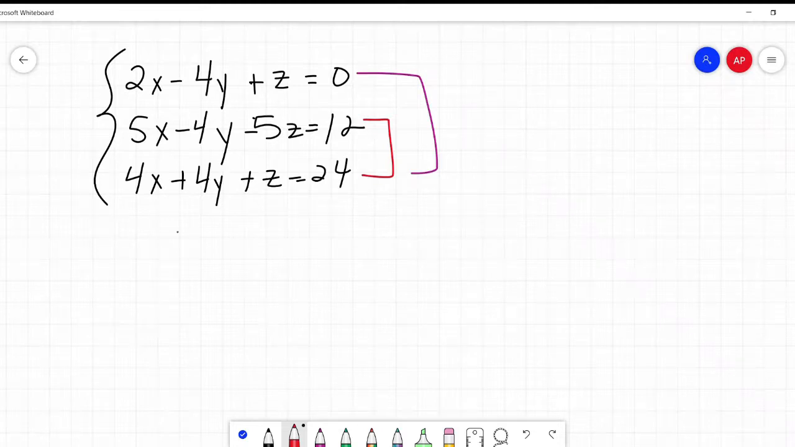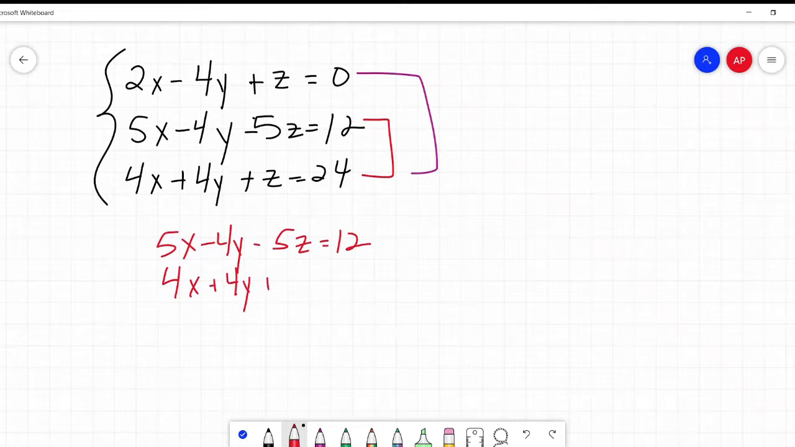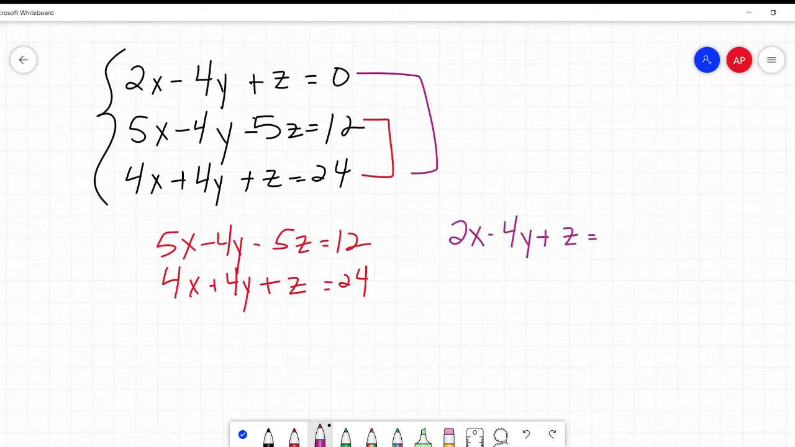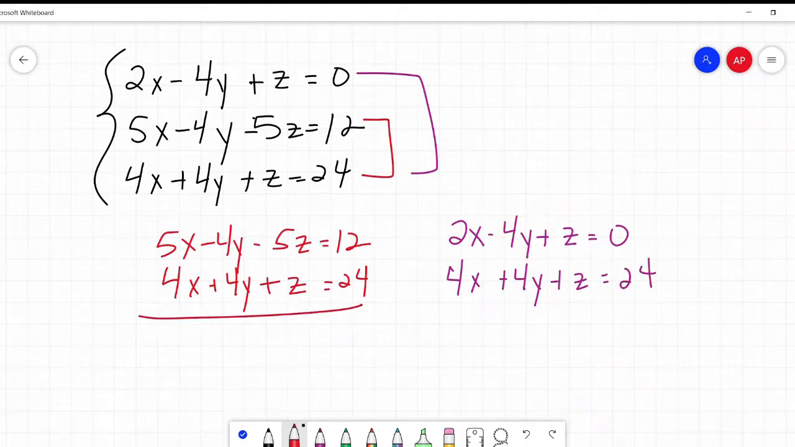So first, 5x minus 4y minus 5z equals 12, and 4x plus 4y plus z equals 24. All right, so there's my 1 pair. Now I have my separate different pair: 2x minus 4y plus z equals 0, and 4x plus 4y plus z equals 24. Now on both of these, they're already set up to eliminate the y's. So let's add everything together.